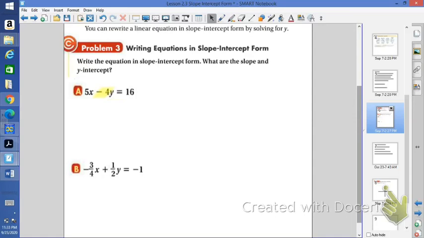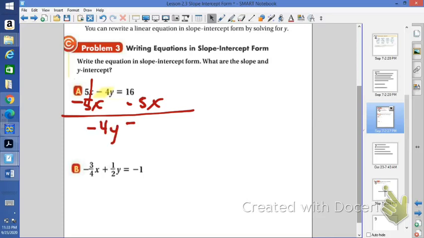So what do you mean by move things? Well, we've got to move this 5x. All right, it's got to get to the other side because we're trying to isolate this. So this is a positive 5x, so we're going to subtract 5x right out of the gate here. All right, so 5x minus 5x, that cancels. So we're left with negative 4y equaling negative 5x plus 16.